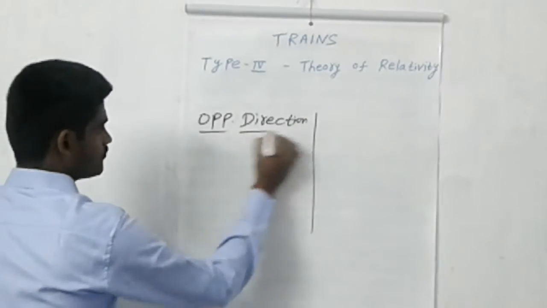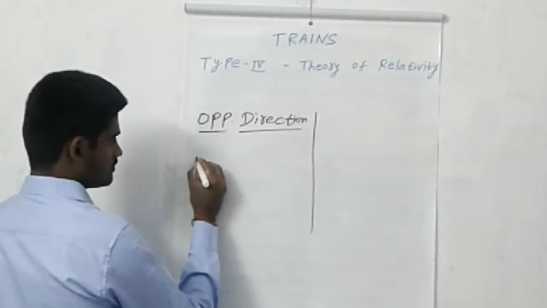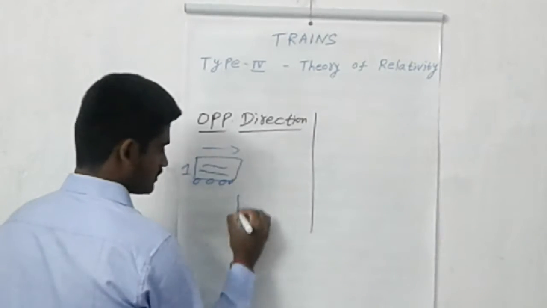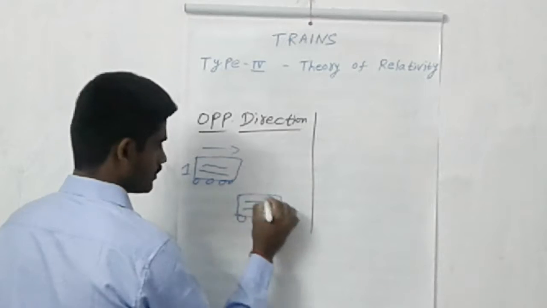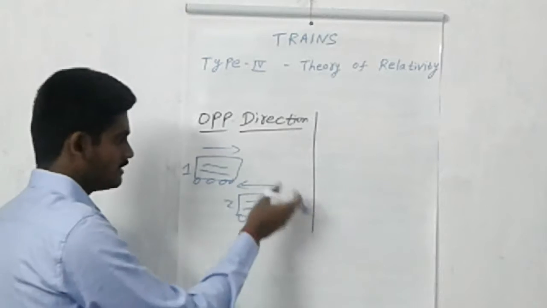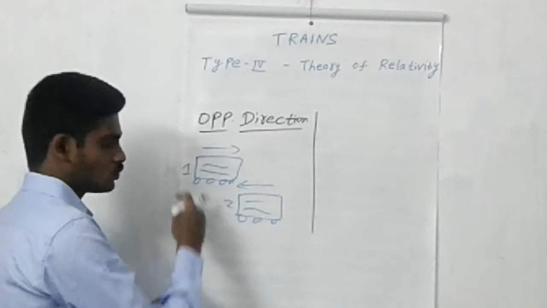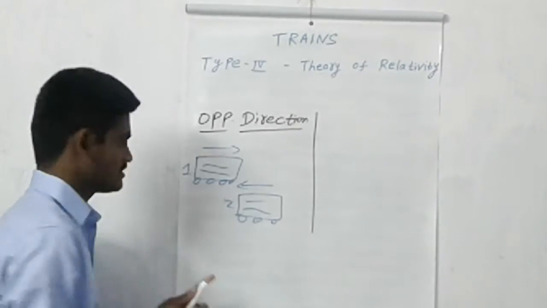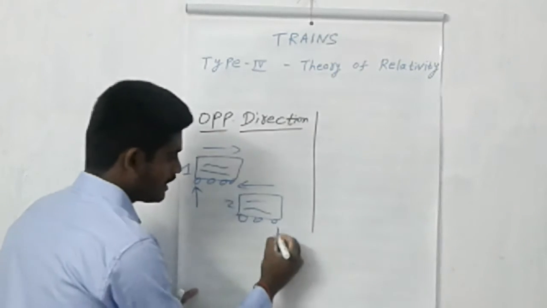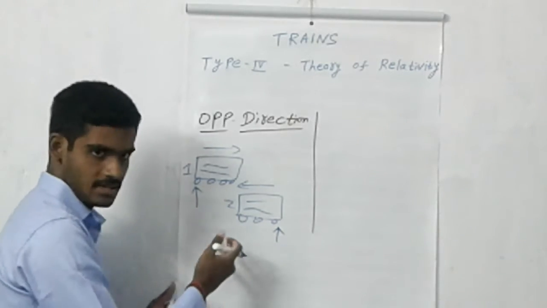So this is the first method in this type 4 topic, which is opposite direction. Suppose consider this as train 1 and this as train 2. So here this train is moving in one direction and this train is moving in the opposite direction. What is the time taken for train 1 to cross train 2 completely? What is meant by crossing is that the rear end of this first train, which means this part, will be crossing the rear end of the second train completely. Both trains are crossed completely, which is called crossing.